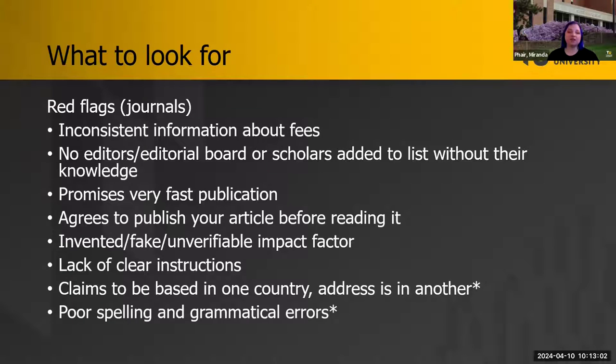Another one that's common too is an invented or fake, or I'll say unverifiable, because they can be verified, impact factor. A lot of them will say, oh, here's my impact factor for this journal. Those don't exist. The journal doesn't assign it to themselves. Someone else has to have assigned that impact factor to them. So there's a few places you can look, like Journal Citation Reports. Double check. If it doesn't show up there, they're probably making it up.